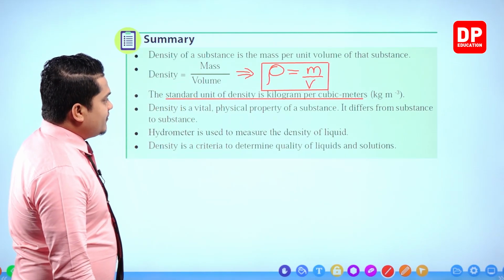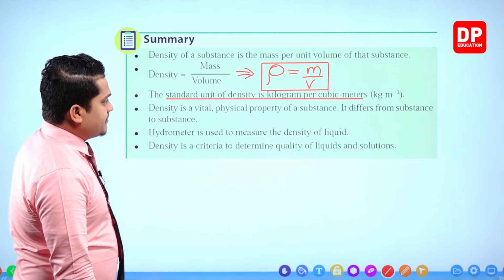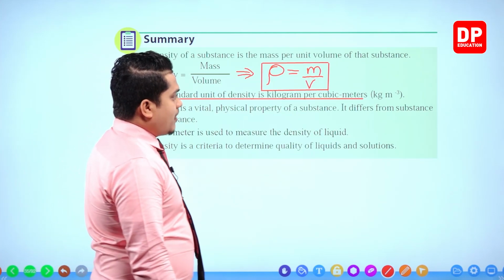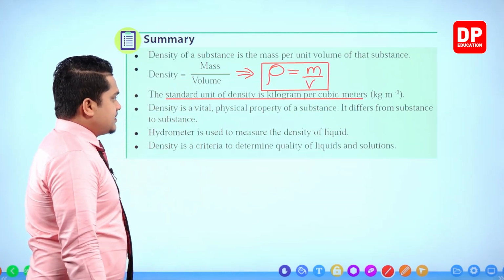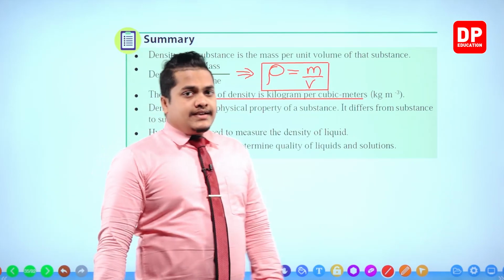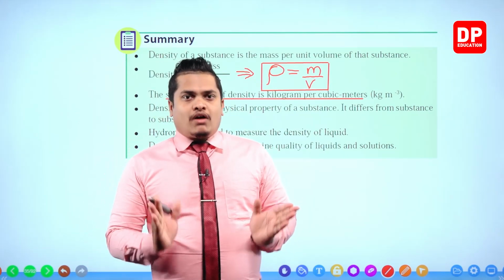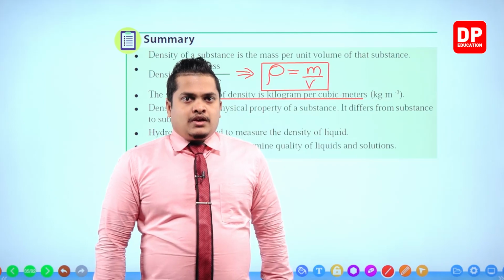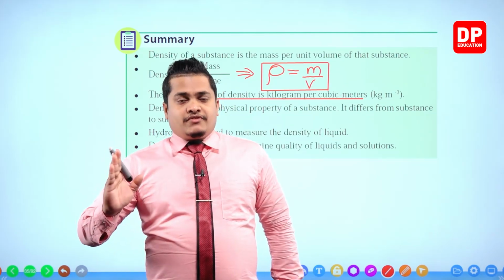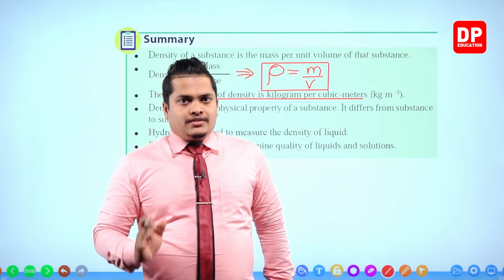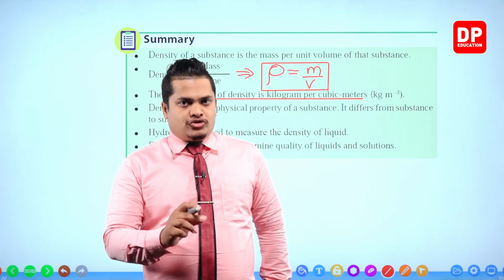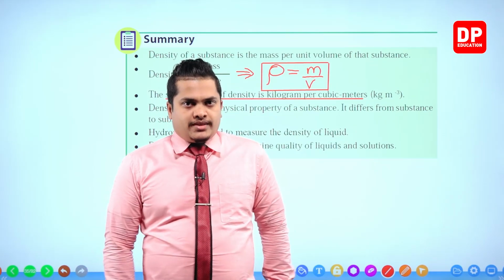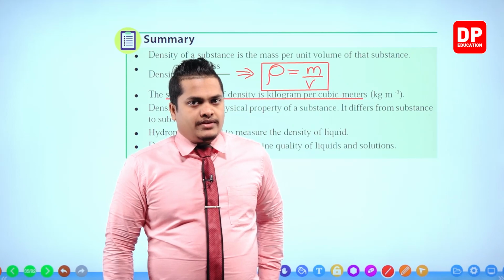Density is a vital physical property of a substance. It differs from substance to substance. So we discussed that density is a very important quality in a substance. From one substance to another, this density factor changes. That way, we can check the purity of those substances as well.